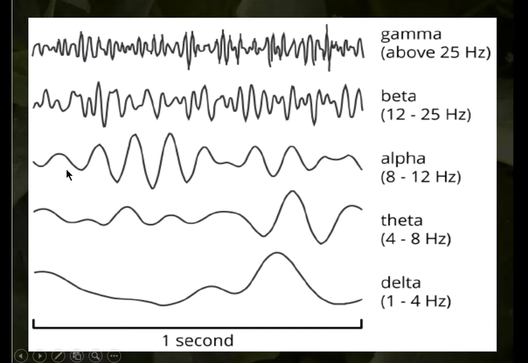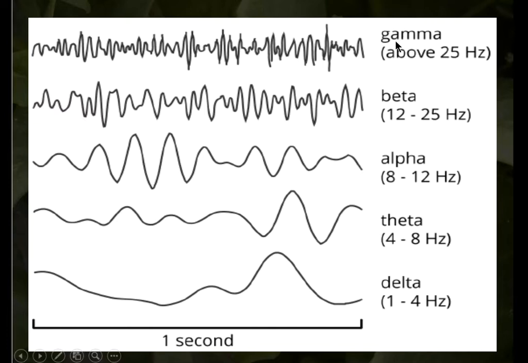Here we have 8 to 12 waves per second, so here we have a 1 second period of time. If we were to count the peaks here, we should be within that 8 to 12 wave per second range. Here we're looking at 12 to 25 waves per second, and so on. We have labels for these. We call these delta waves, 1 to 4 hertz. We call these theta waves, 4 to 8 hertz, alpha, 8 to 12 hertz, beta, 12 to 25 hertz, gamma, above 25 hertz.